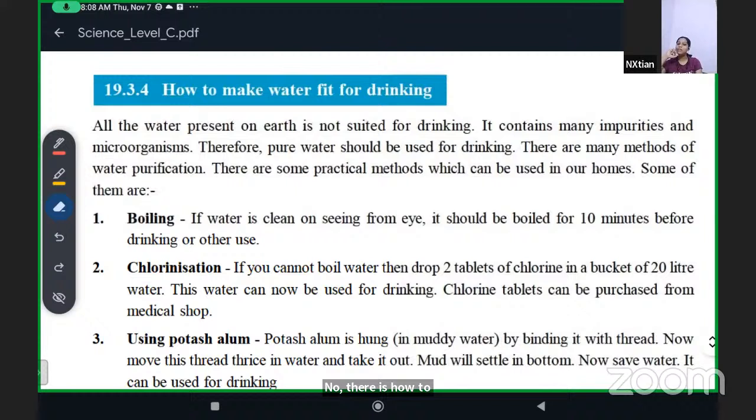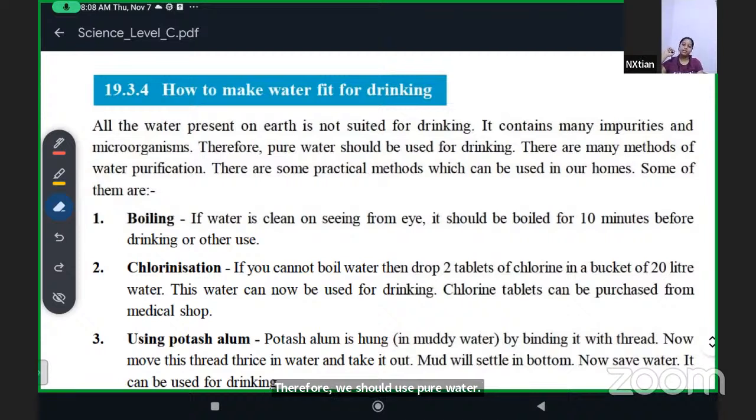Now why are we not able to access or utilize all the water present on the earth? Because most of it is unfit for our drinking. Most of it is unfit for us to directly consume. Why? Because it contains many impurities and microorganisms, due to which we cannot directly consume any form of water present on the earth. Therefore, we should use pure water for drinking.